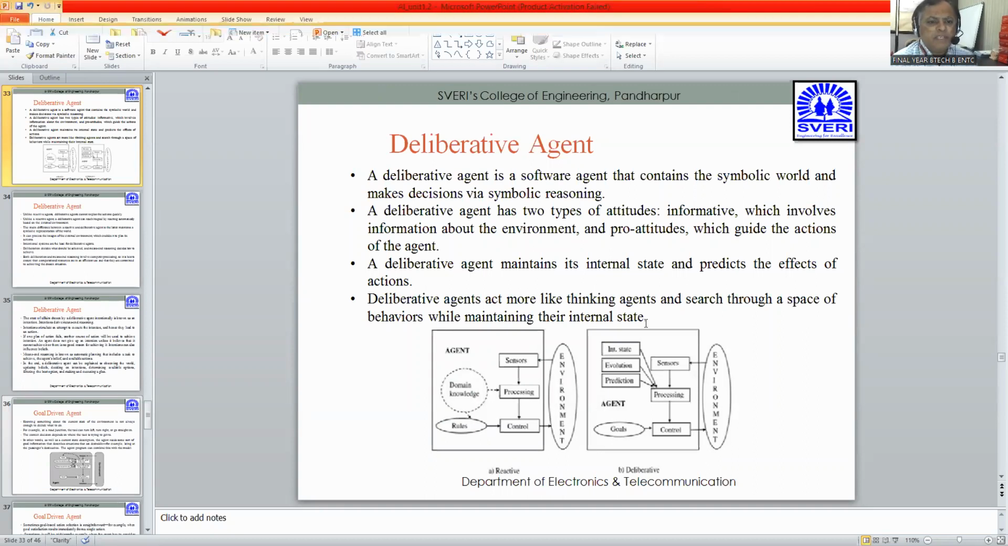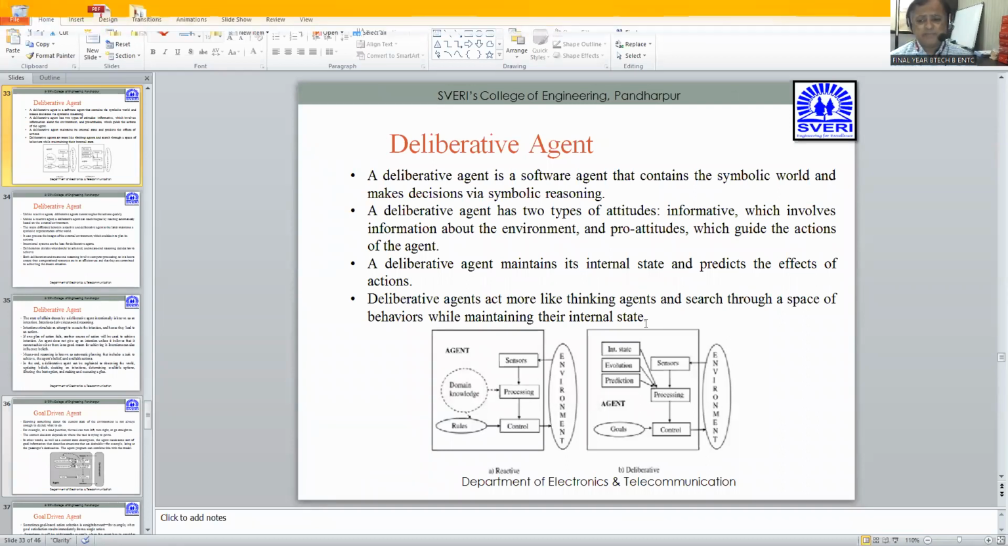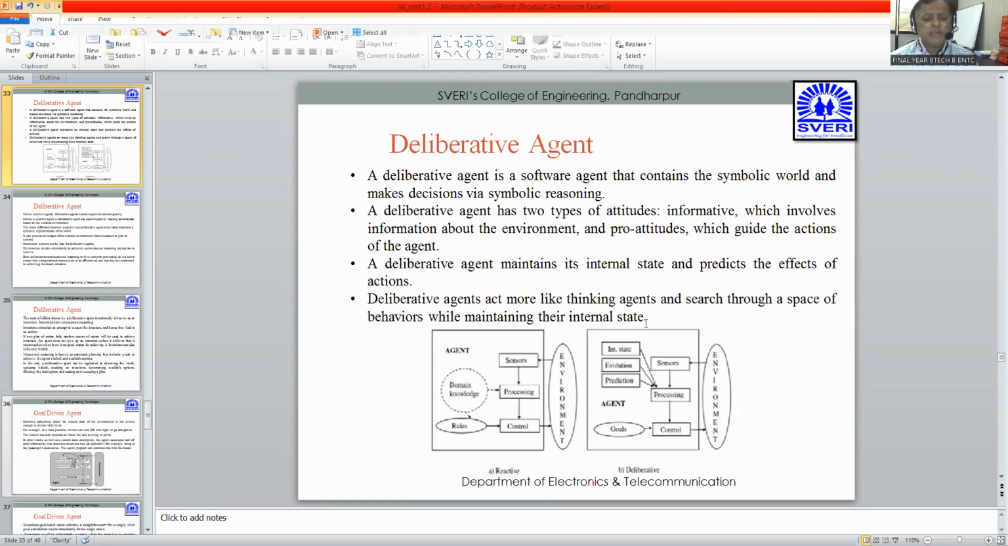A deliberative agent has two types of attitudes. One is an informative attitude, which involves information about the environment, and the other is a pro attitude, which guides the actions of the agent. Here, as everything is goal based, it has two types of attitudes. This was not in reactive agents; this is new as far as the deliberative agent is concerned.